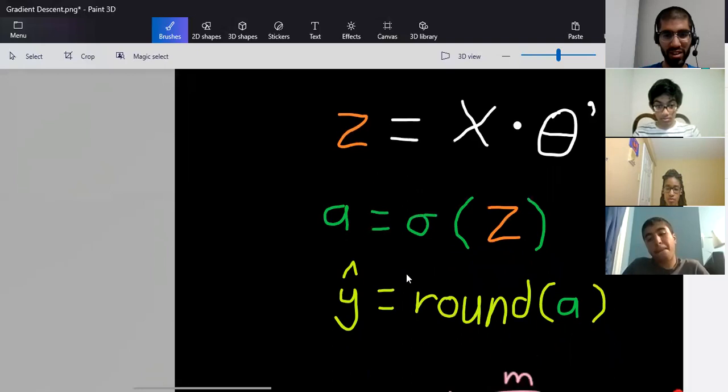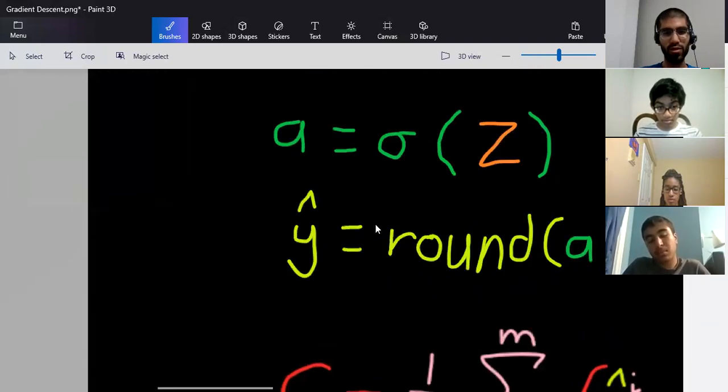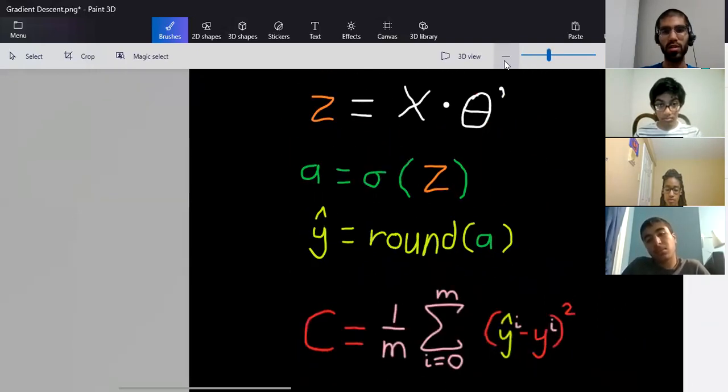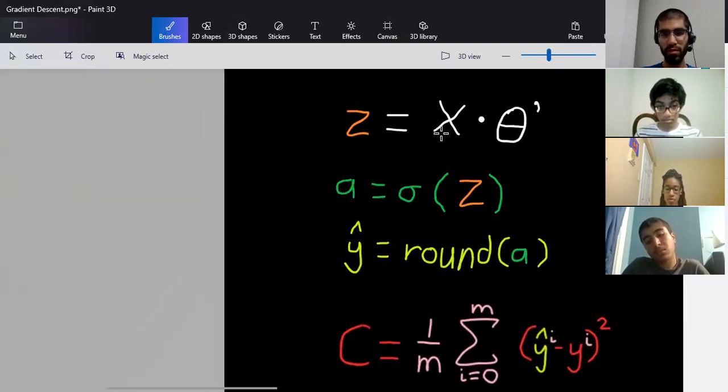Last equation is the cost. So the cost is how we measure the performance of the algorithm. And the way we do that is we take the difference between here, that's the prediction of the algorithm, and over here, that's the label, that's the correct answer. Ideally, we want the difference to be 0 because we want the predictions we create with our algorithm to be equal to the actual correct answers.